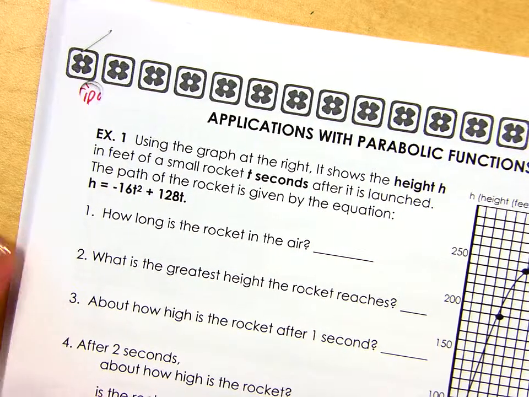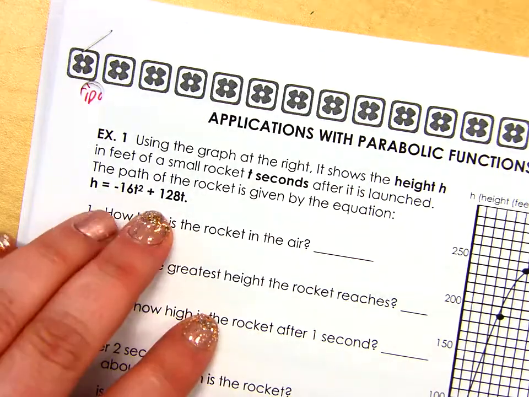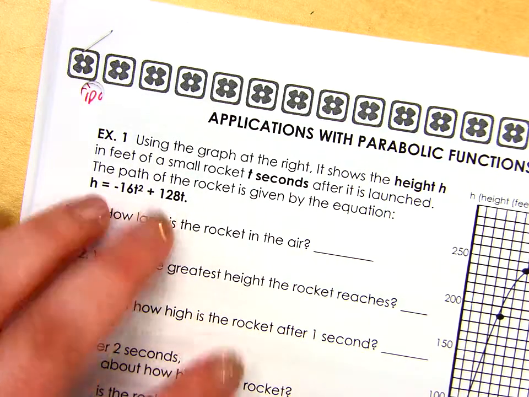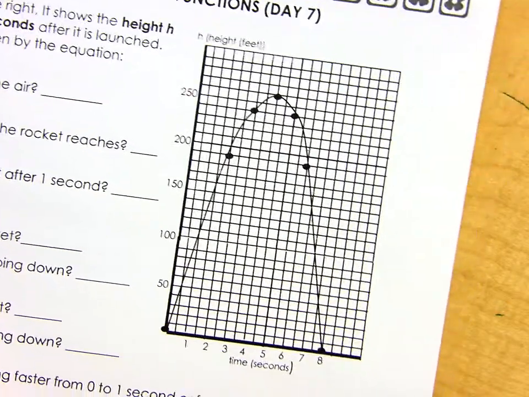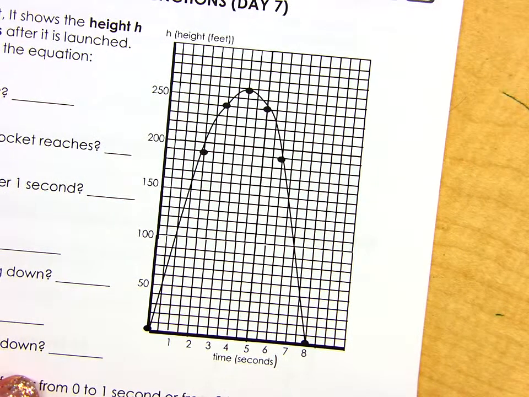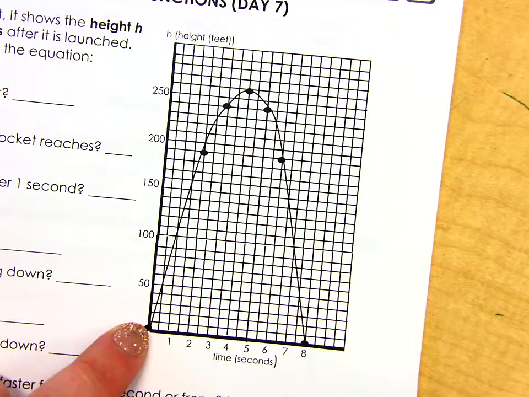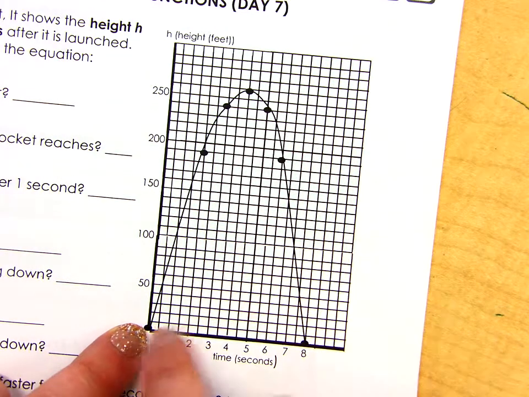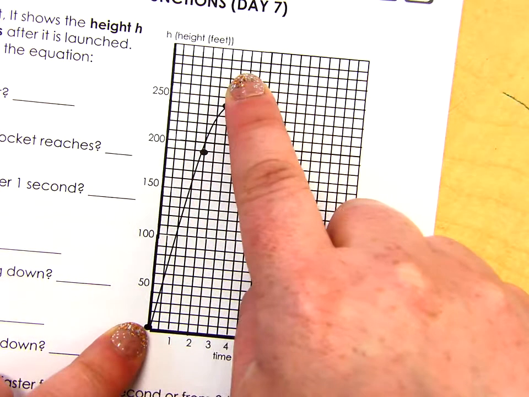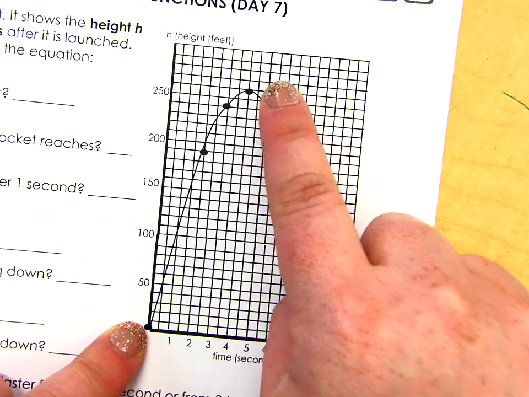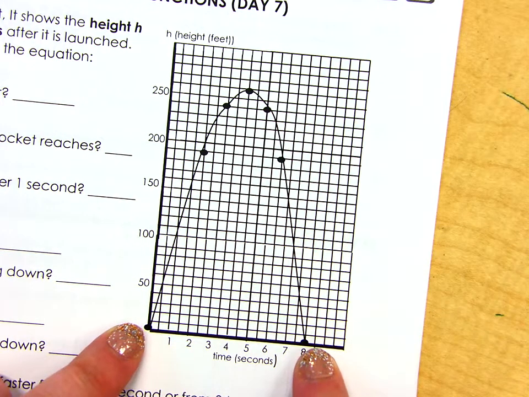It shows the height h in feet of a small rocket t seconds after it is launched. The path of the rocket is given by the equation right here. H equals, and so on. So, take a look at this graph. Understand what's going on here. You are shooting a rocket. The rocket's going to go up in the air, right? And then at some point, it's going to turn around and come back down.